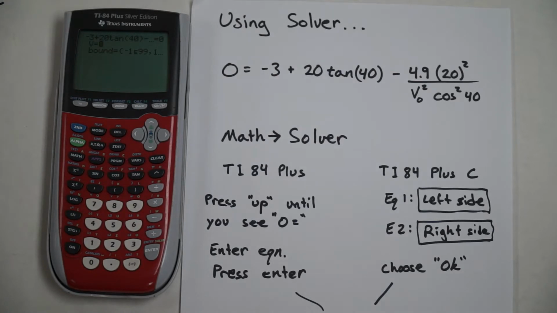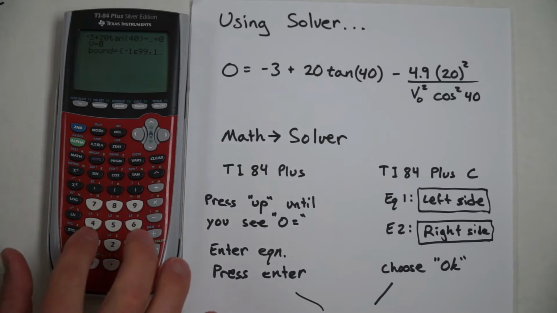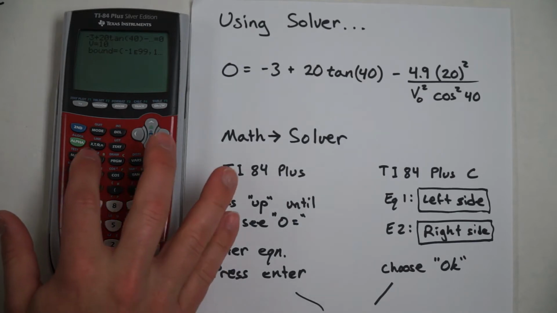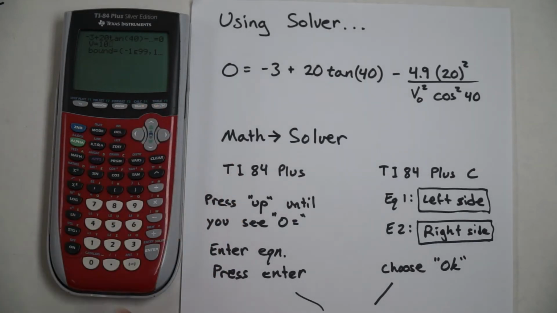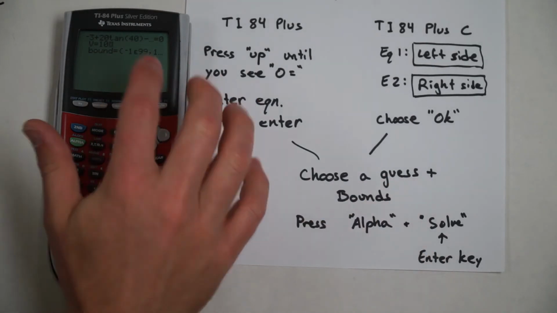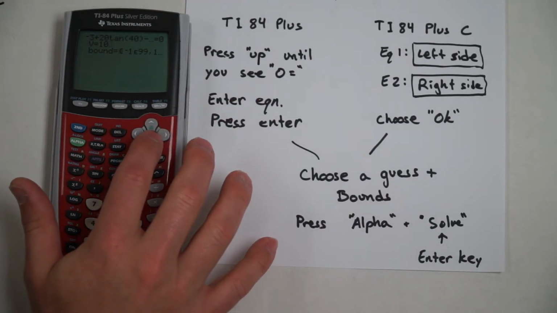Well, that's not my answer. I have to put a guess in. So I'm just going to give this a guess of 10. I just need a reasonable number for the problem I'm doing. And then I'm going to hit alpha, down to this part now. I have to choose a guess. I have to choose my bounds. And then I'm going to hit alpha solve.